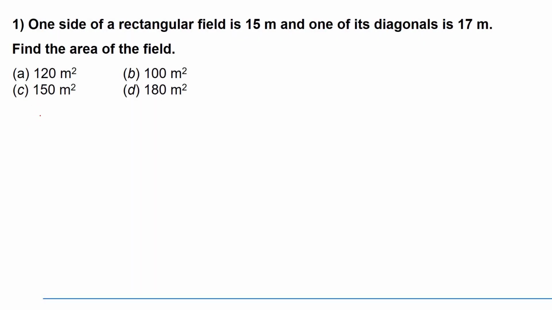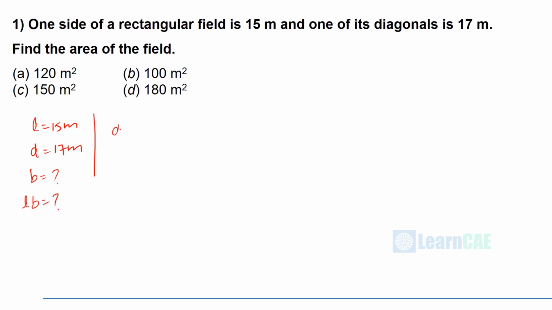Okay, I will start the problem. One side of a rectangular field is 15 meter. Length is equal to 15 meter and one of its diagonals is 17 meter. Now we need to find the area. For finding out the area, we need breadth.